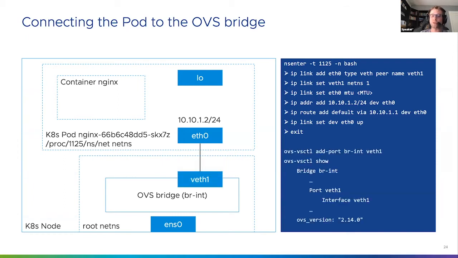So the last step is we're going to attach the veth interface that we moved to the root network namespace to the OVS bridge. And after that, we can use here the ovs-vsctl command line utility to check the bridge configuration. And we see that the veth1 port, which connects our pod to the bridge, has been added to the port list.